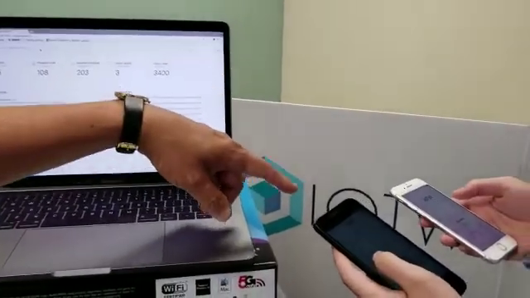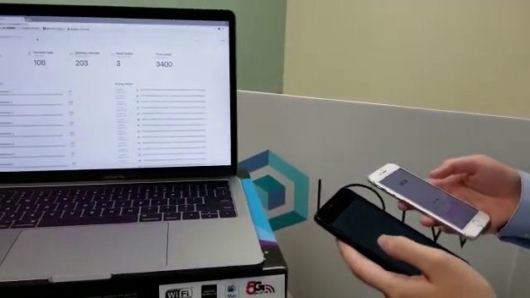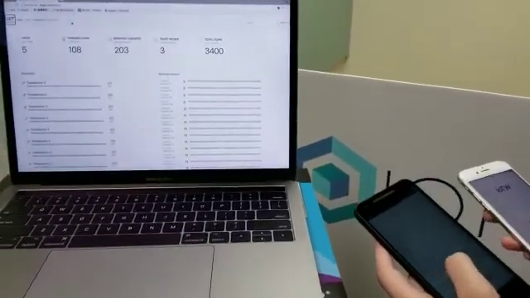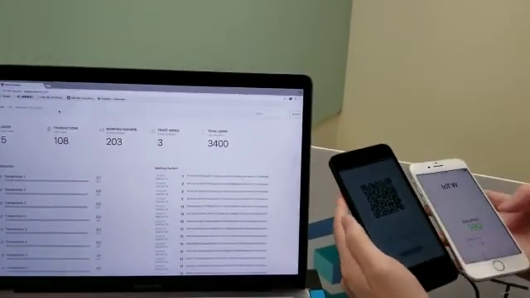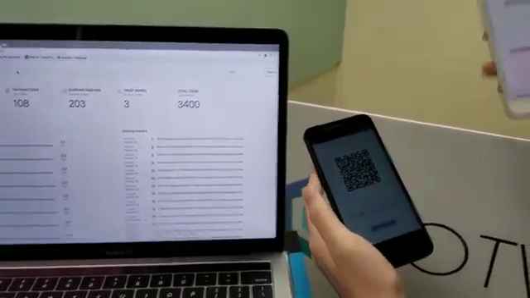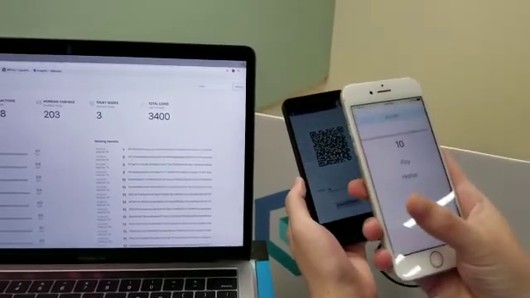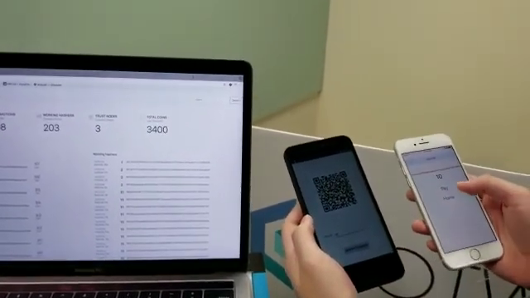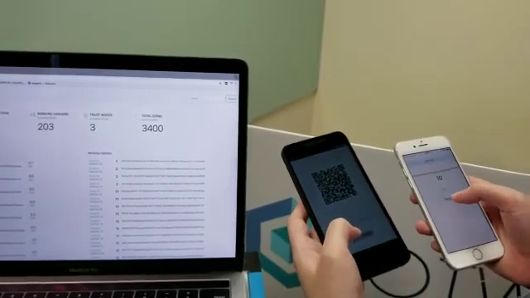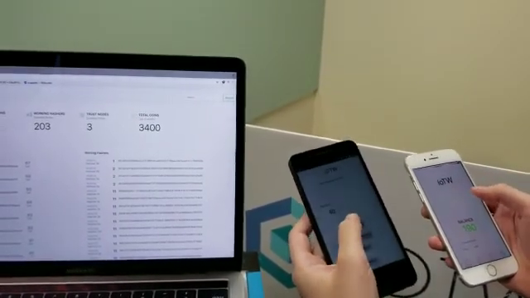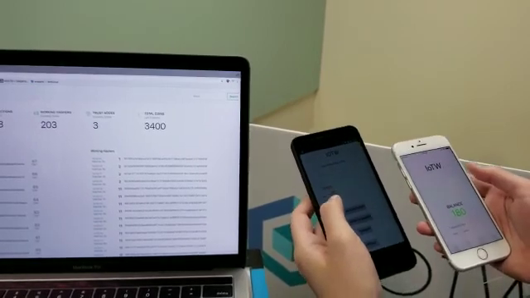Okay, let's do a demonstration of a transaction between an Android cell phone and an iPhone. Okay, let's start it. Right now we are trying to transmit 10 from the iPhone to the Android phone. Now let's take a look at the payment so you can sense the speed. It starts paying, it starts receiving right now.